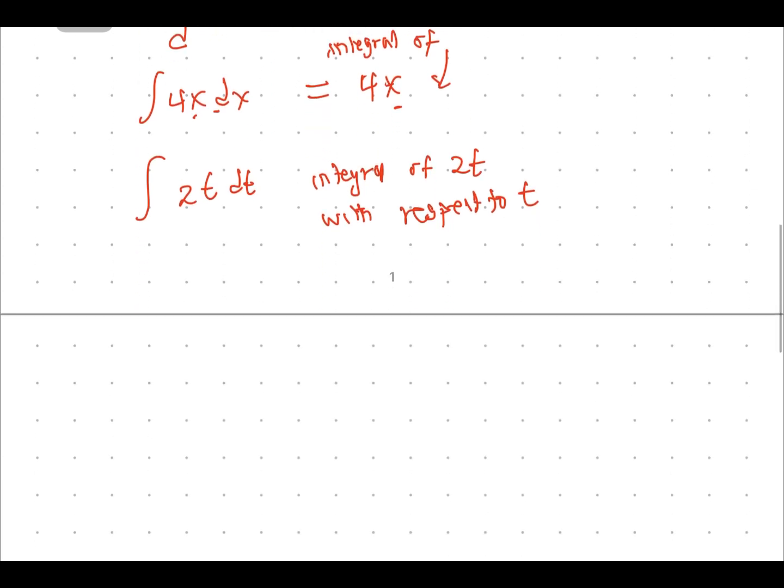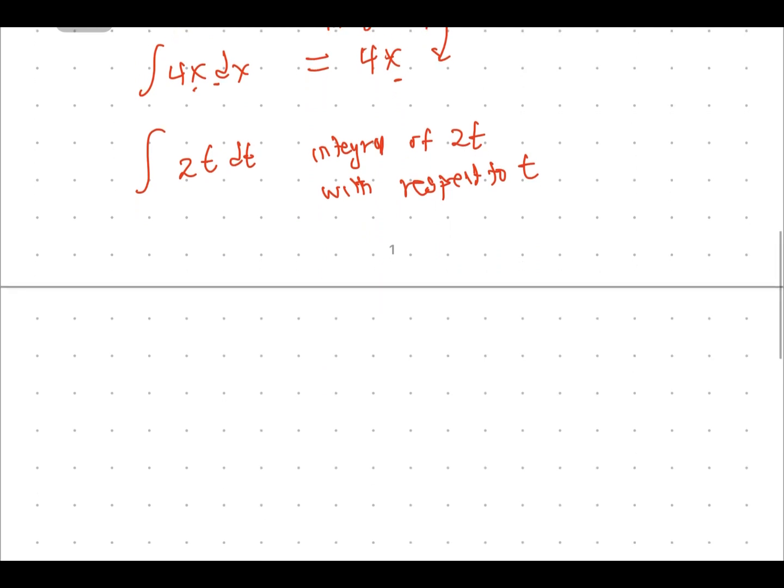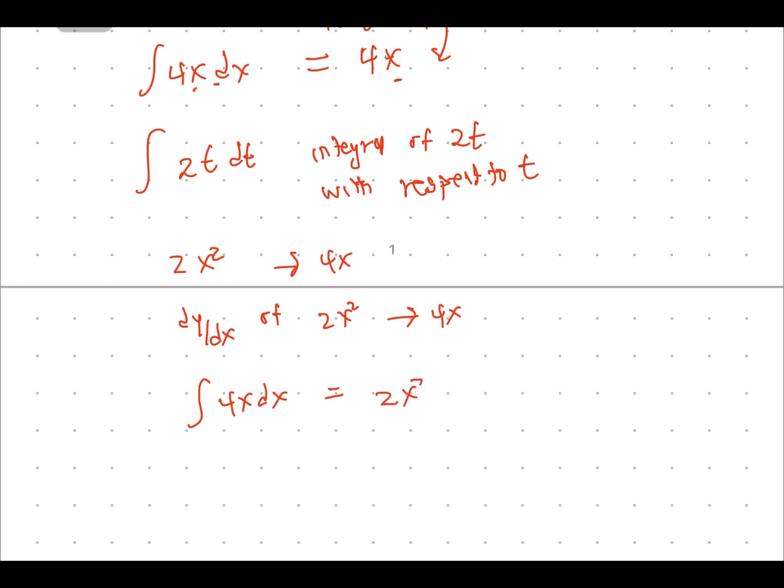So as stated above, the differential coefficient of 2x squared is 4x. When I say differential coefficient, that is the dy dx. So the dy dx of 2x squared is equal to what? 4x. And hence the integral of 4x dx is also equal to what? 2x squared.